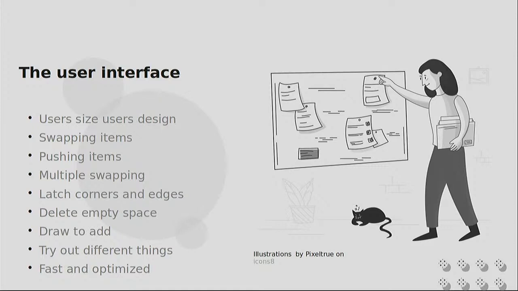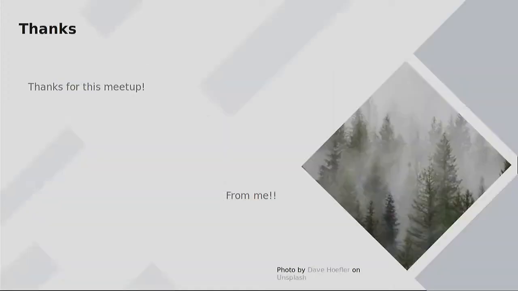You can delete empty space when you have a narrow strip of space which you want to get rid of. You can basically draw a rectangle to add items on screen. Users can try different things and get used to it, and they can have their own set of things, and it's fast and optimized.